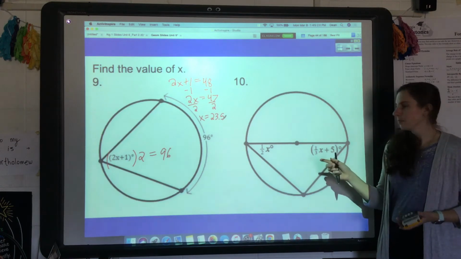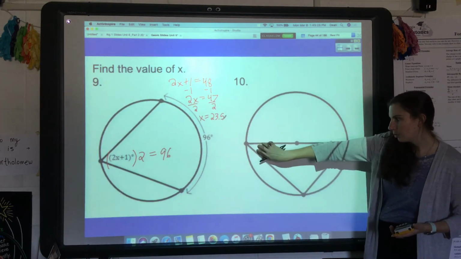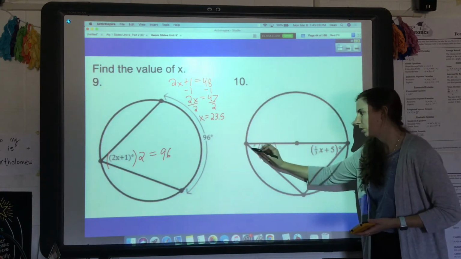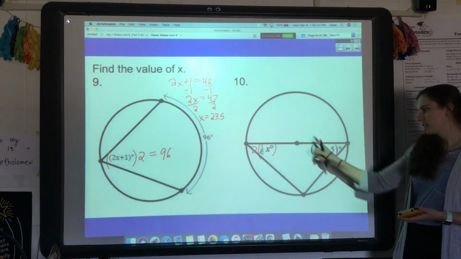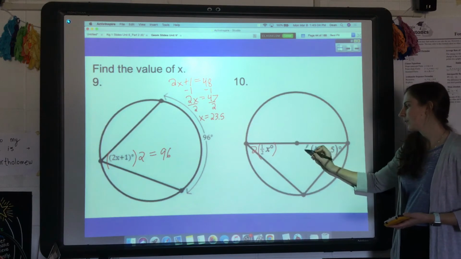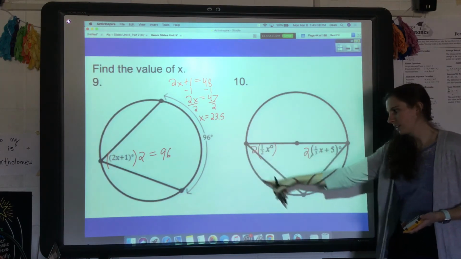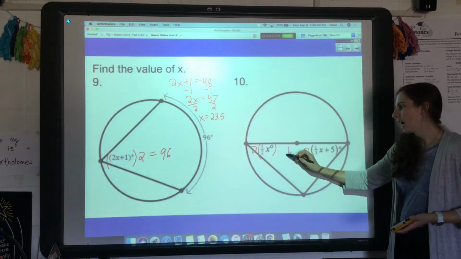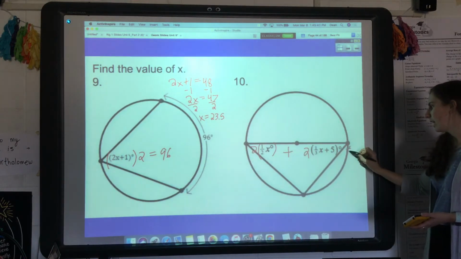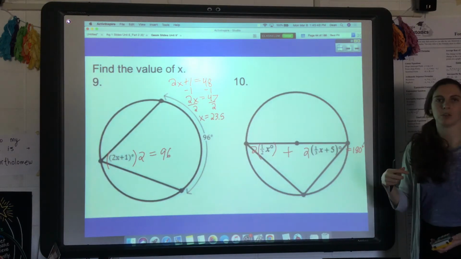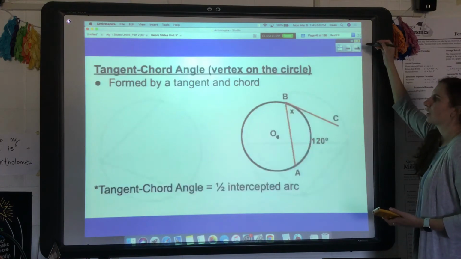On this one, you know that if you doubled this, it would give you that arc. So this times 2. And you know if you doubled this, it would give you that arc. And all together, that should equal 180 because it's half a circle. So if you add that together, it should equal 180 degrees. So solve that equation for x, and that would be how you work that one out. Trying to skip through these here.